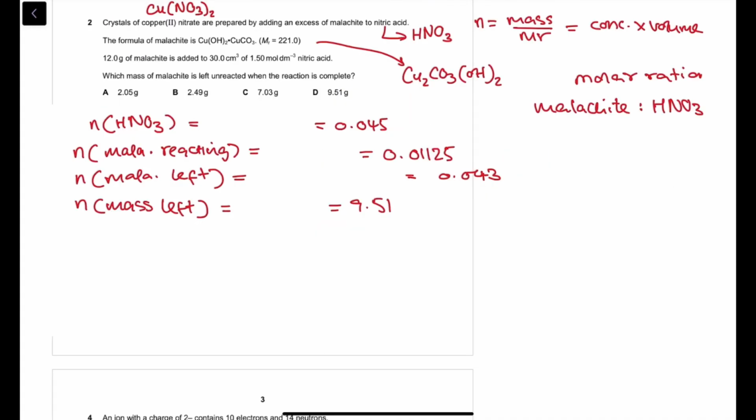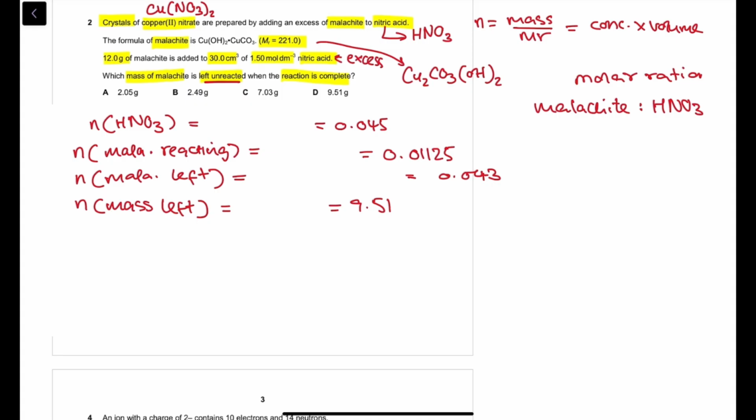Question number 2. Crystals of copper nitrate are prepared by adding an excess of malachite to nitric acid. The formula of malachite is as follows, with a molar mass of 221 grams. 12 grams of malachite is added to 30 cm³ of 1.50 moles per dm³ of nitric acid. Which mass of malachite is left unreacted when the reaction is complete? Now, from the fact that there is some left unreacted, we can infer that the nitric acid is going to be in excess.